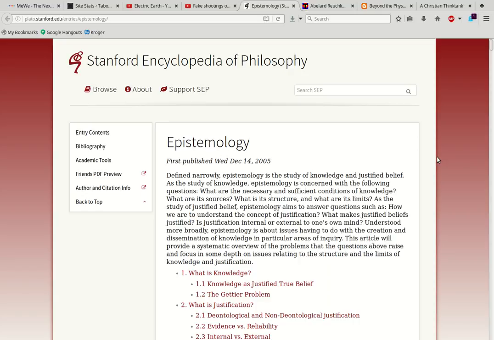This word, epistemology, is the study of knowledge and justified belief. It's concerned with the following questions. Let me highlight that. The cursor doesn't necessarily follow what I'm seeing right now when I'm recording, so just go by what I highlight. Anyway, the study of knowledge is concerned with what are the necessary and sufficient conditions of knowledge, what are its sources, etc.